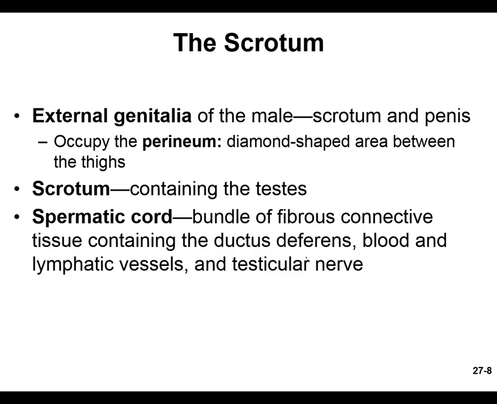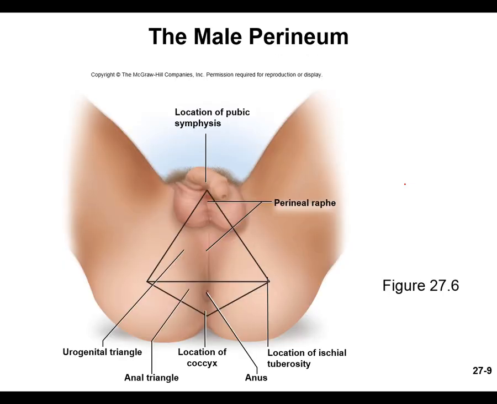So we've talked about the scrotum containing the testes, and all of this external genitalia occupies the perineum, a diamond-shaped area between the thighs. And we also see what's called the spermatic cord, which has a lot of important features. It has the ductus deferens, blood vessels, lymphatic vessels, and nerves as well. So this shows us the perineum, this little diamond-shaped structure between the thighs.